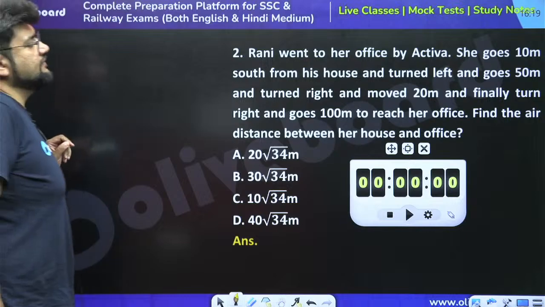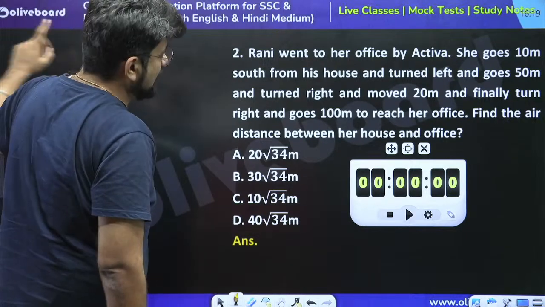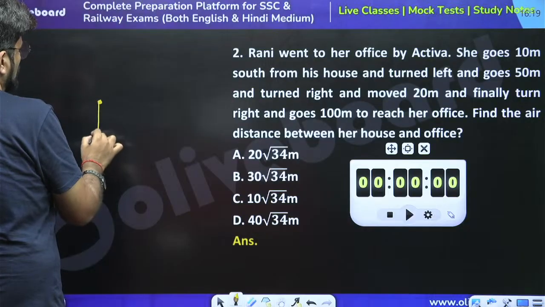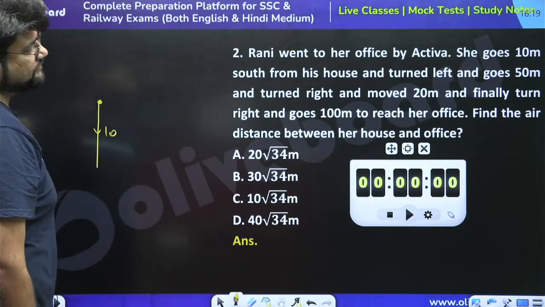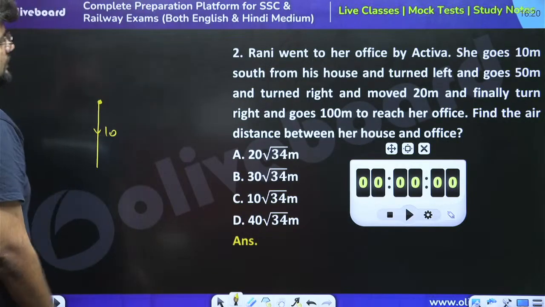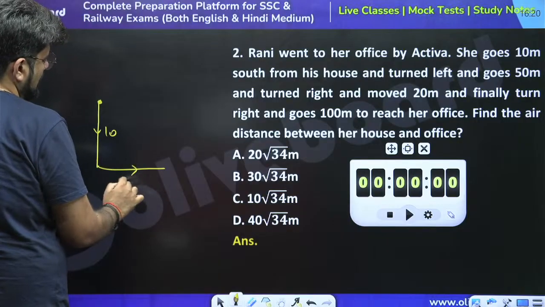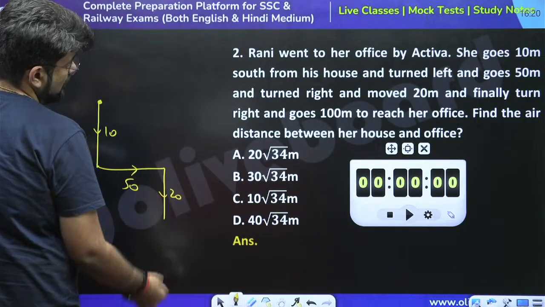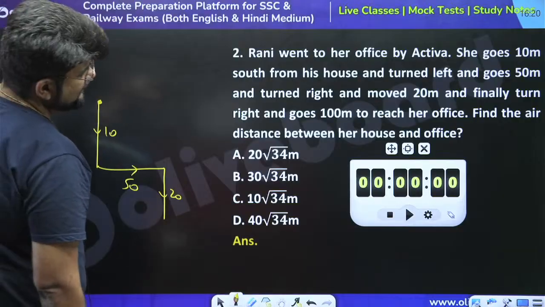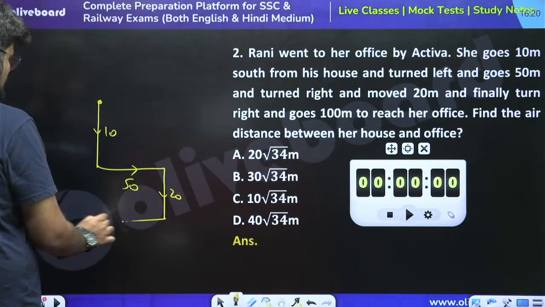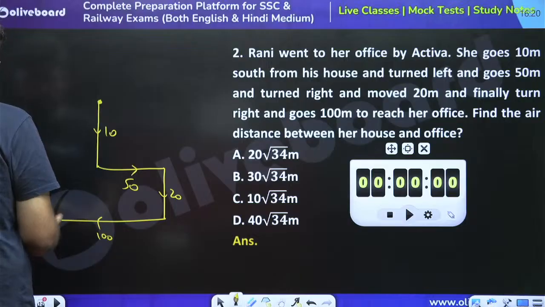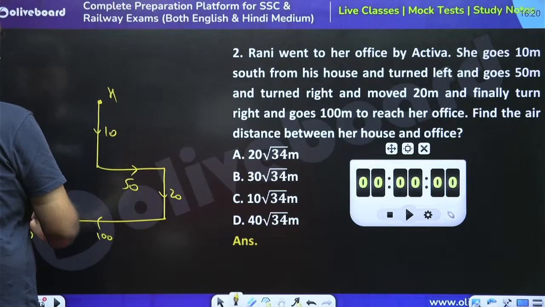Okay. So Rani went to her office by Activa. She goes 10 meters south from her house. Okay. 10 meters south. And turn left and goes 50 meters. Turn right and move 20 meters. And finally turn right and goes 100 meters to reach her office. So 50 and 50 more. So this is her office, this is her home. They are asking you this distance.